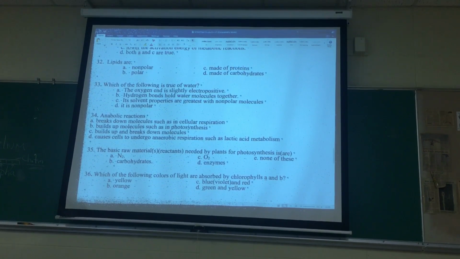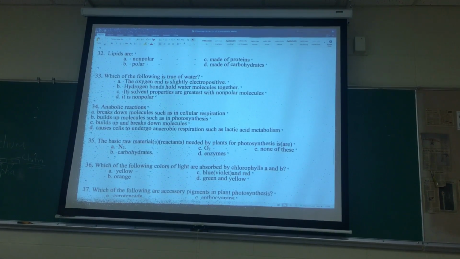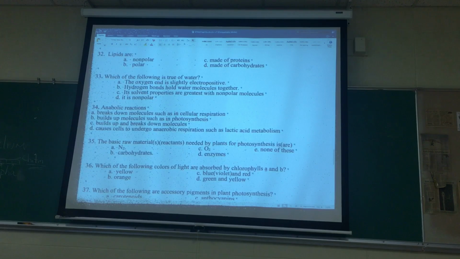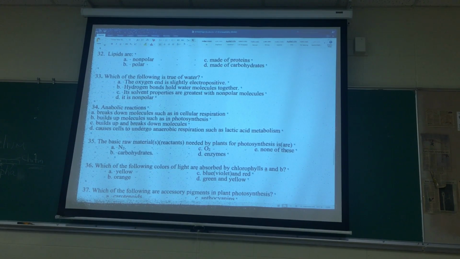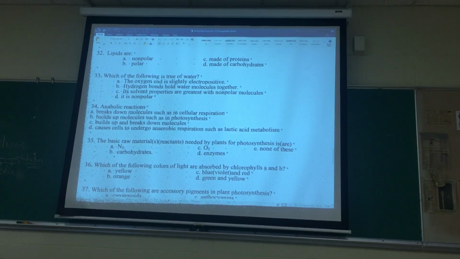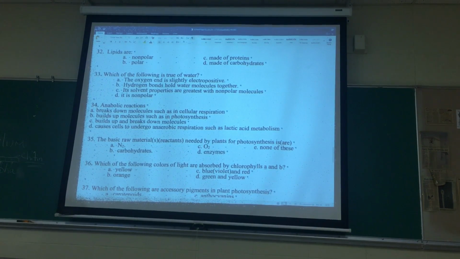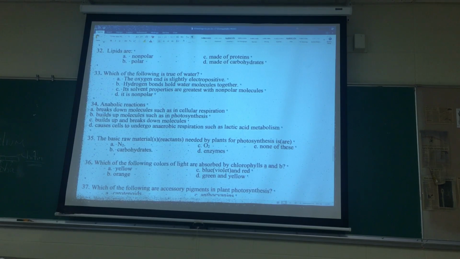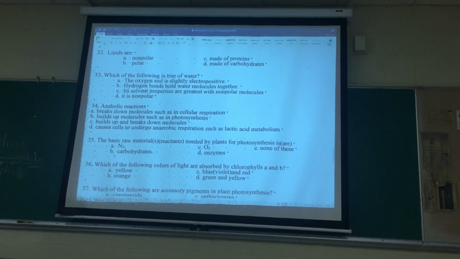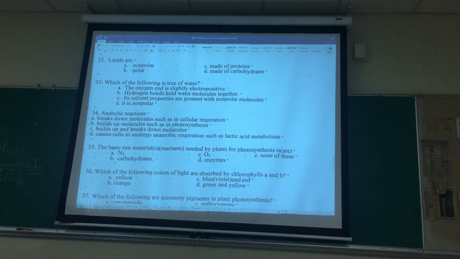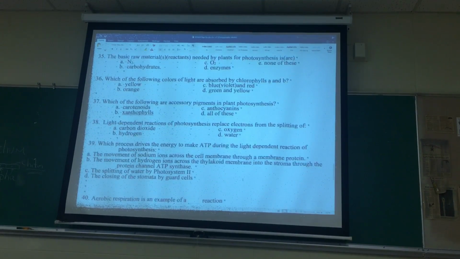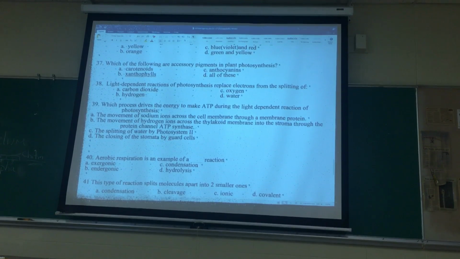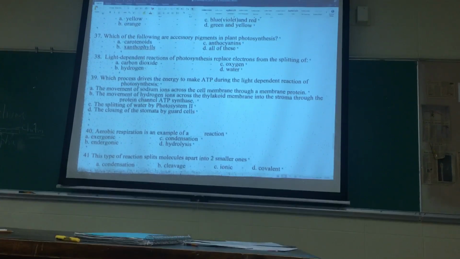All right, so plants need, let's see, they need all of these, yes, but none of these are raw materials. So the raw materials are your carbohydrates and water. Which of the following colors are absorbed by chlorophylls A and B? And that's going to be your violet or blue and red light. Sometimes it's called blue light. All right, these are all accessory pigments here.